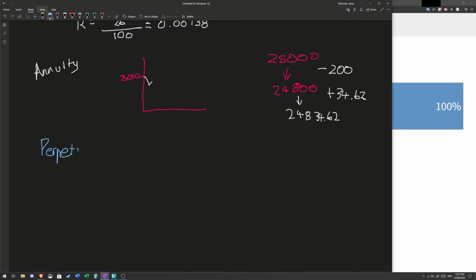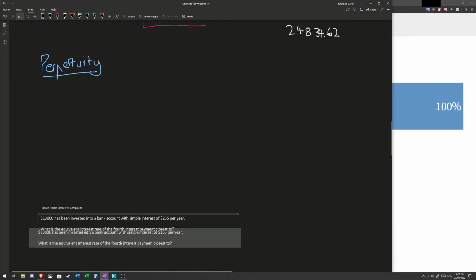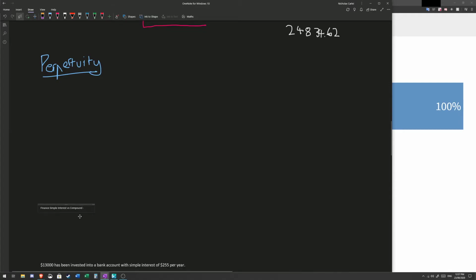Perpetuity. I always misspell it as well. So, I think it's like that. I forgot the R. There's an R in there. I'm a maths tutor, not an English tutor. So, I'll need a bit more room just to draw the amortization. Okay. So, our perpetuity, just give me one sec.